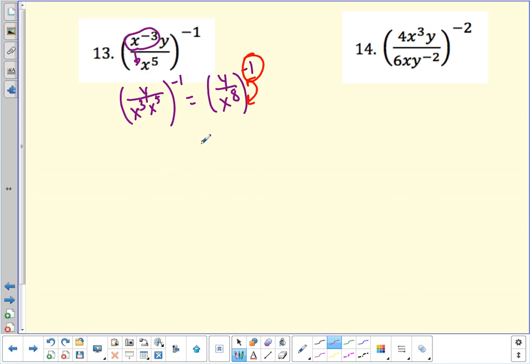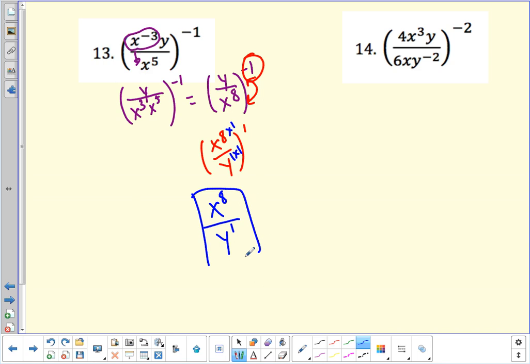So when I flip it, now it's x to the 8th on top, y on the bottom, raised to the +1. Raising to the +1, when I multiply, doesn't matter. 1 times 1 is the same, 8 times 1 is the same. So x to the 8th over y to the 1st. Number 14, last question. So all that stuff on the inside raised to the -2 power.